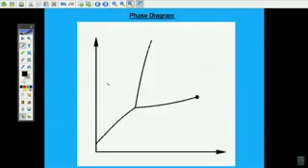Alright, this is a phase diagram. Every compound and element has a phase diagram, and it tells you at a certain pressure and temperature what phase you'll be in, a solid, liquid, or a gas. So here we've got pressure on the y-axis and temperature on the x-axis.